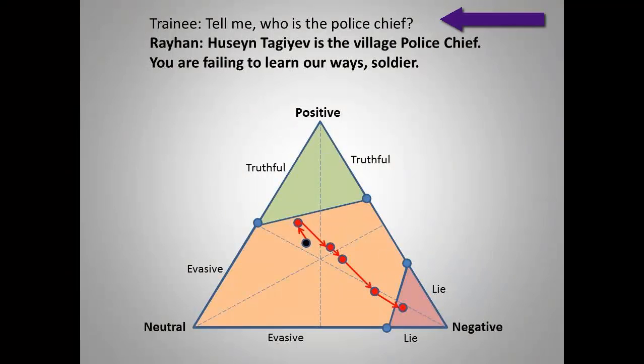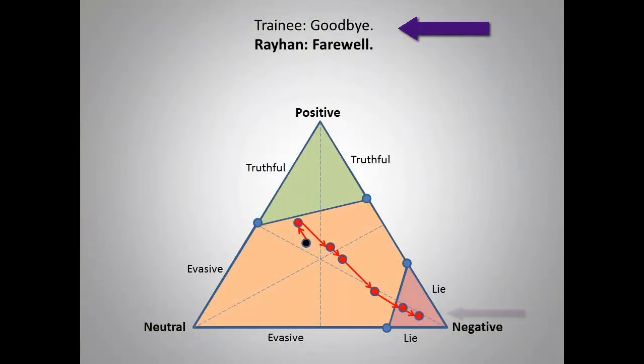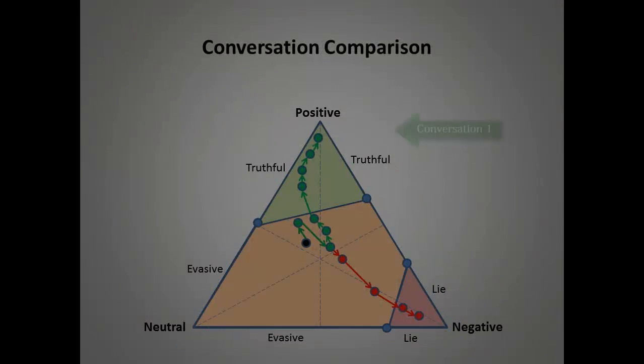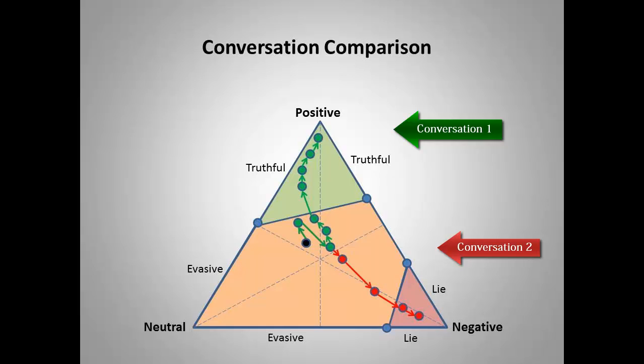Again, the trainee asks a question, and again the rapport shifts towards negative. At this point, the rapport has shifted into the lie region, and therefore the ABA responds with a false answer. Here you see the difference between the two conversations.